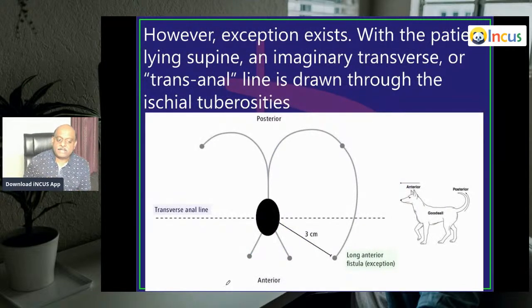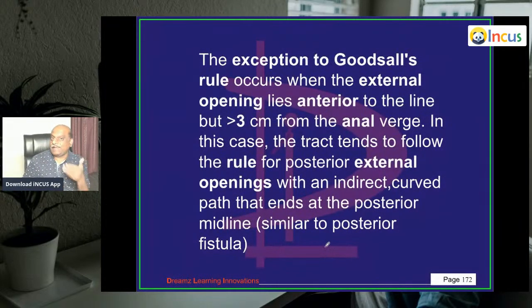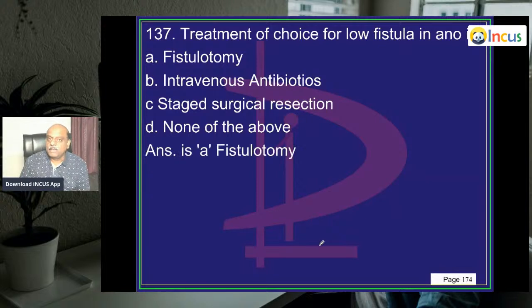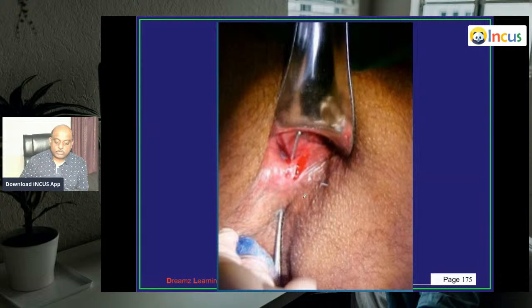So that is the point you need to appreciate. Whenever the patient is lying supine, the imaginary transverse anal line is drawn through the ischial tuberosities. And if it is more than 3 centimeters from the anal verge, then it is more likely to be curved, as an exception is what you need to remember. So what is the treatment of choice for a low fistula in ano is a very important question. Fistulotomy.